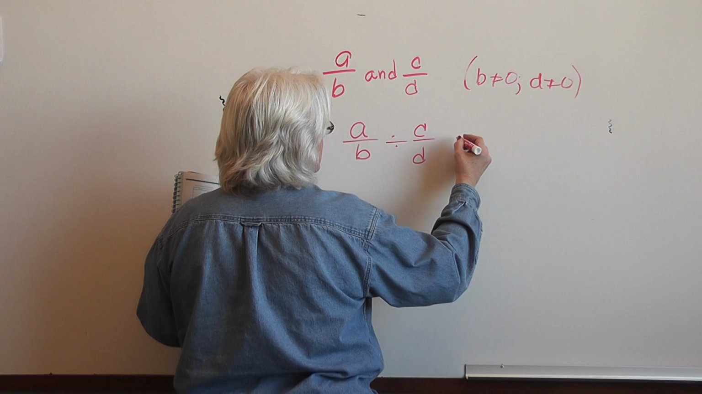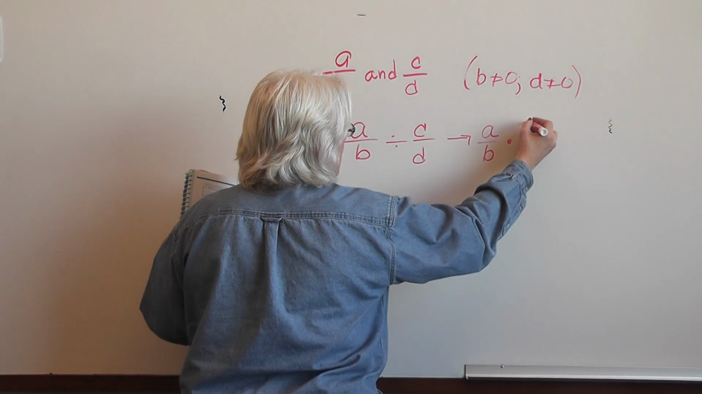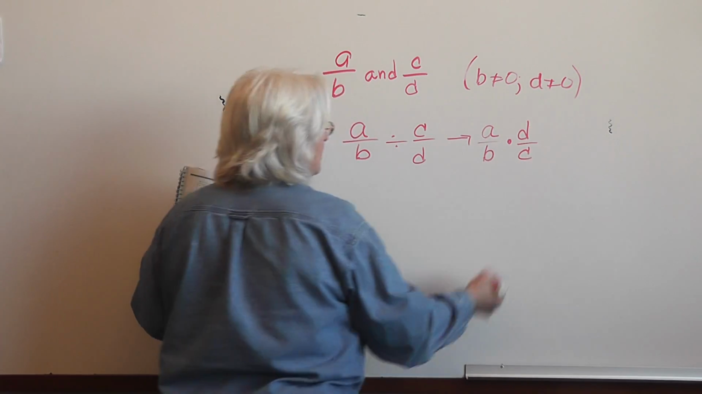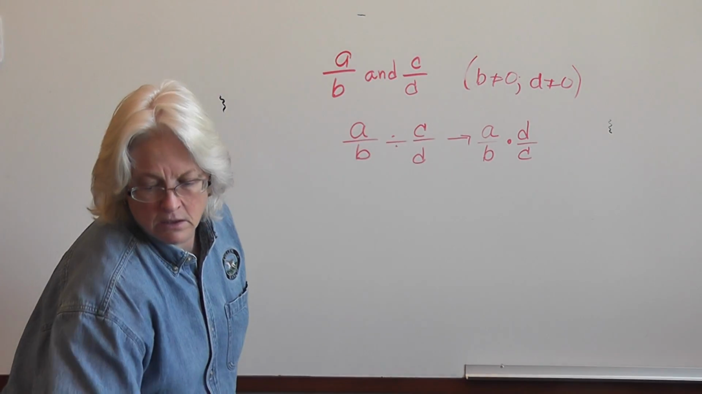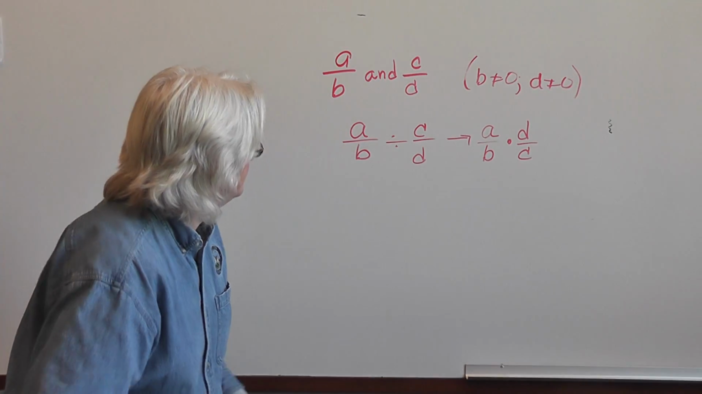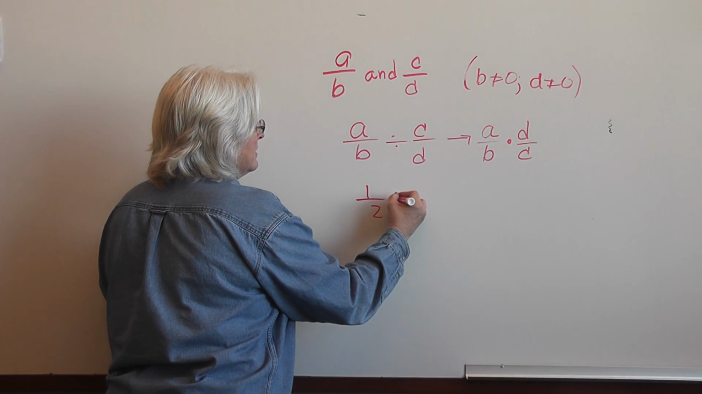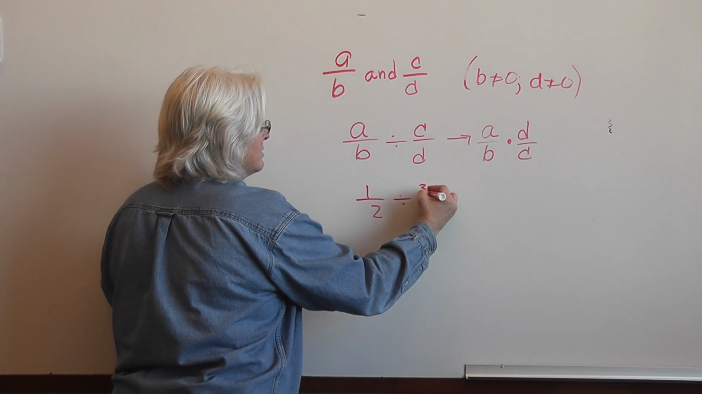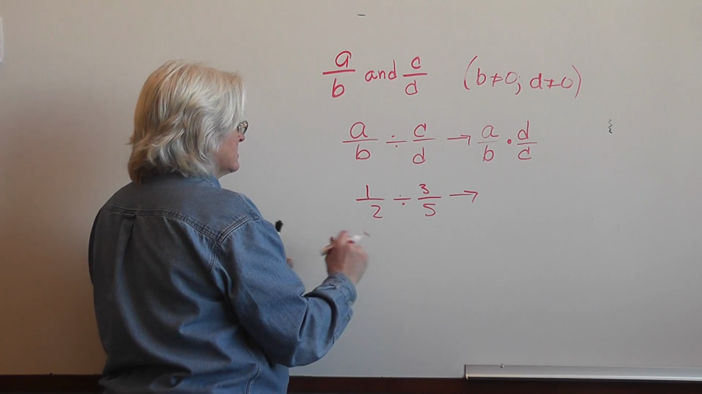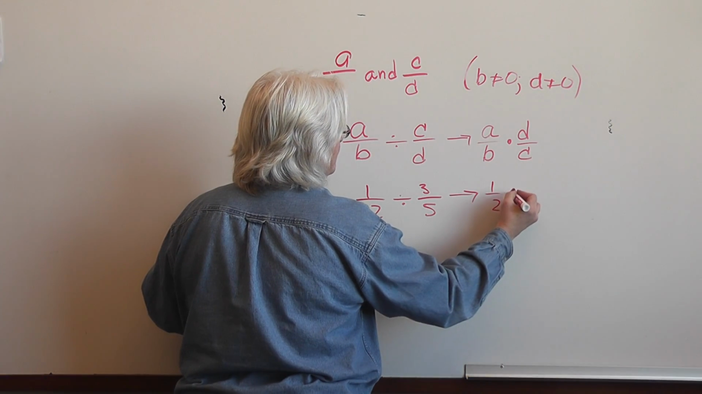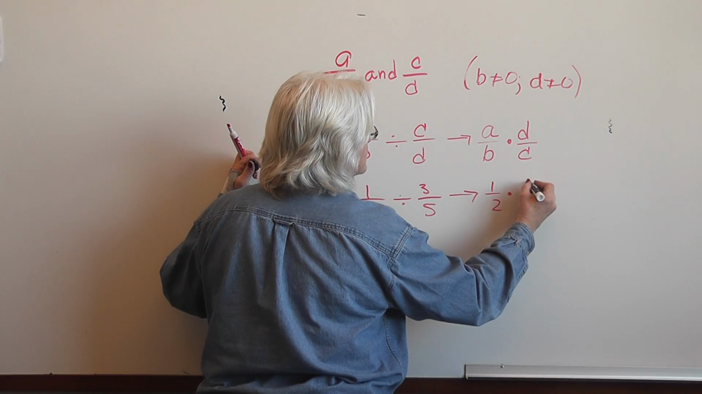If you want to divide those two rational numbers, instead of dividing by the number, you are going to multiply that number by the reciprocal. For example, 1/2 divided by 3/5 is the same as 1/2 times 5/3.